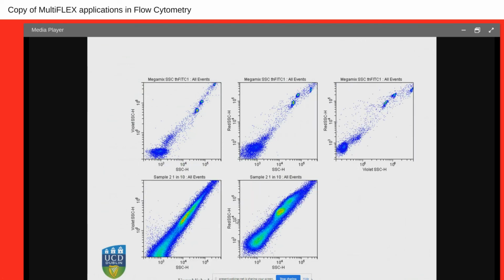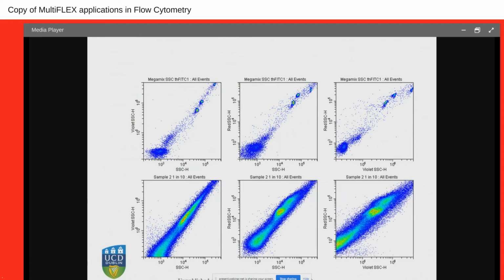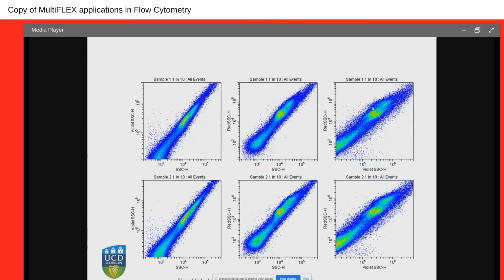If we are looking at, these are my megamix, and now we want to look at EVs. EVs coming from cells in culture. We can see here that the combination of violet versus red is providing us far more resolution to resolve, in this case, 1 to 3 populations versus just one, if we use blue and violet. This is sample 1, and it's able to resolve 1, 2, 3, 4 versus 1 again on violet versus blue.